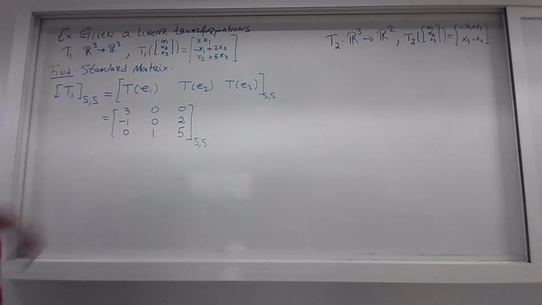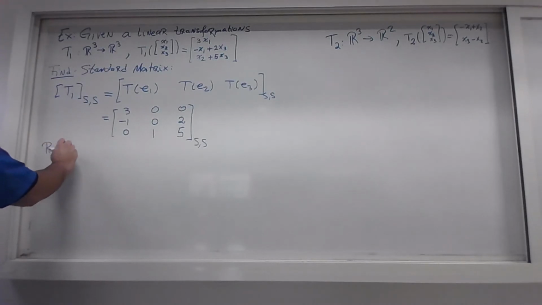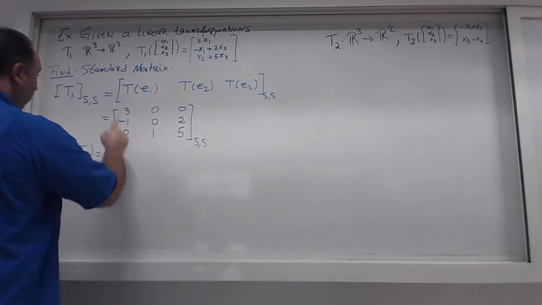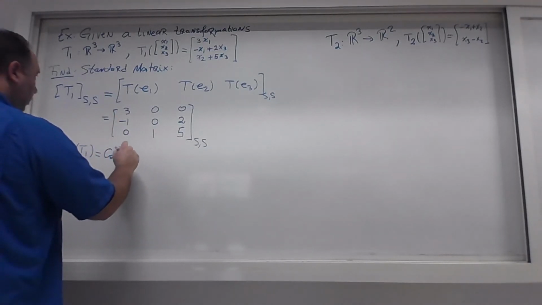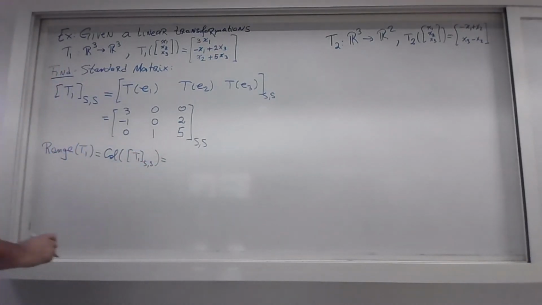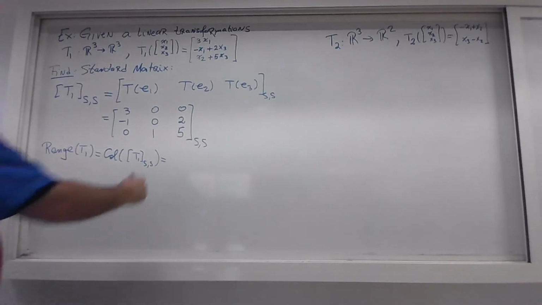So knowing that this matrix is invertible, what's the range of T1? Well, the range of T1 is the column space of the matrix. So I'll just write it here. So what's the column space? Since all 3 columns are linearly independent because the determinant is different from 0, that means it's R3.